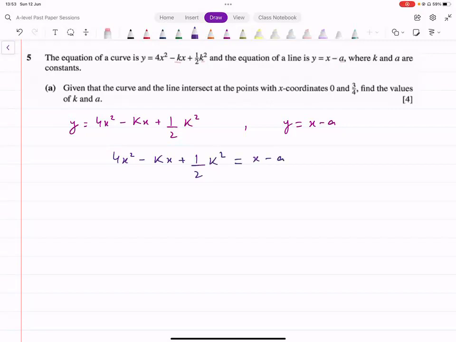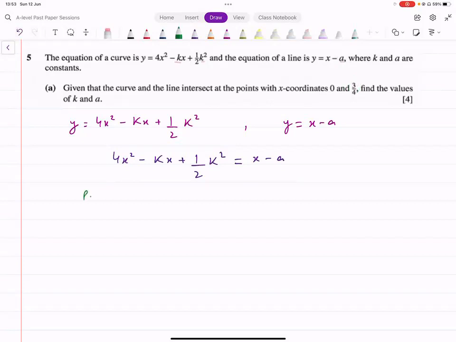So basically, what we're given is that these two values are the solutions of this equation, right? Because we are given the points of intersection. How do we find points of intersection? We find them by equating these equations, right? So we've done that. That means the solutions of this equation are supposed to be 0 and 3 over 4. So what does that mean? This equation should satisfy both of those values. So it should satisfy x equals 0, and also when x equals 3 over 4, this equation should also satisfy.